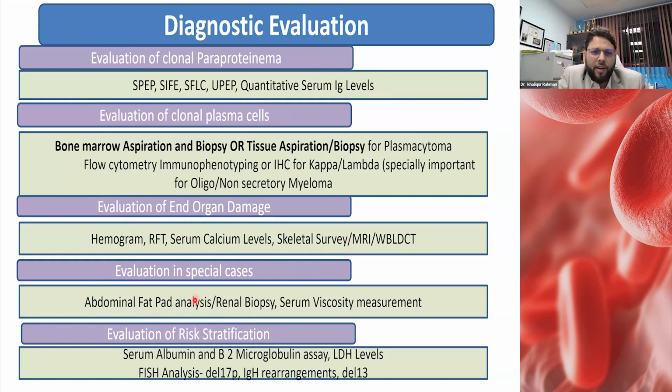In certain special circumstances, we have to do the biopsy of abdominal fat pad or the renal biopsy. And for the evaluation of risk stratification, we should do serum albumin and beta 2 microglobulin assays, which is the part of classical ISS staging, and the LDH levels along with the FISH analysis for the high risk cytogenetic abnormality for revised ISS staging.